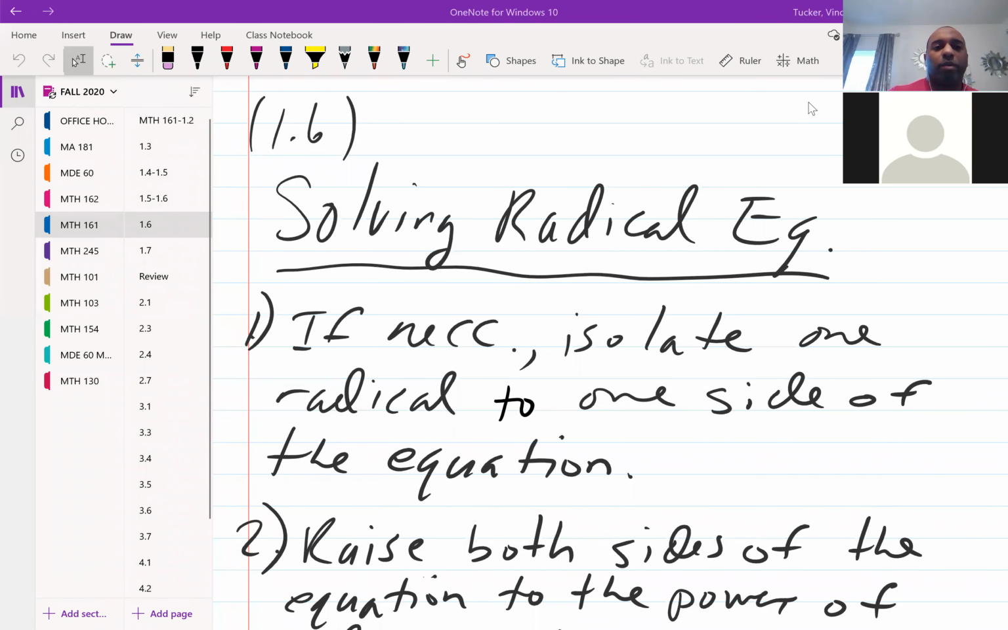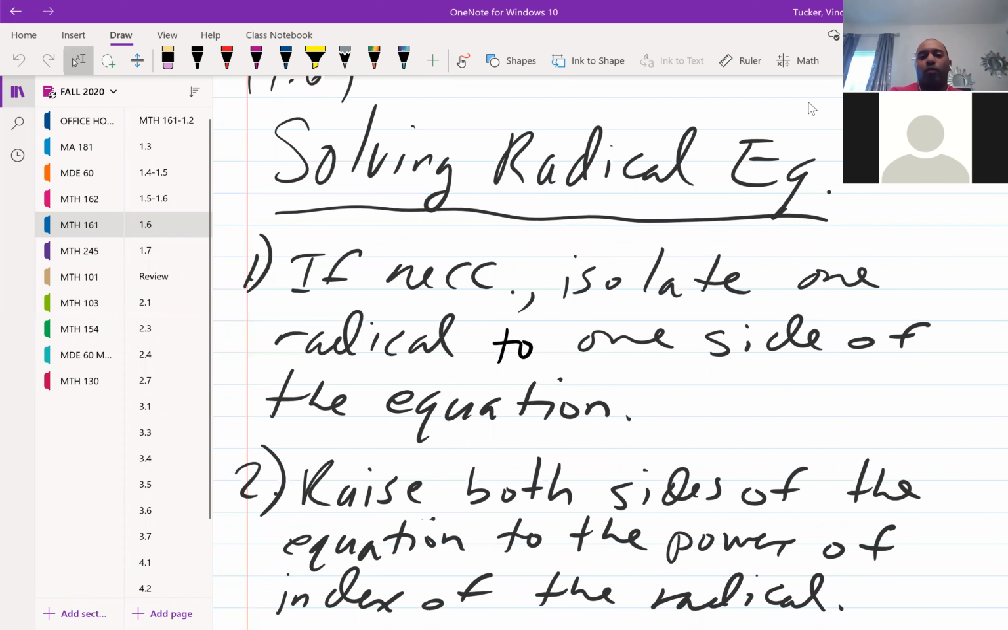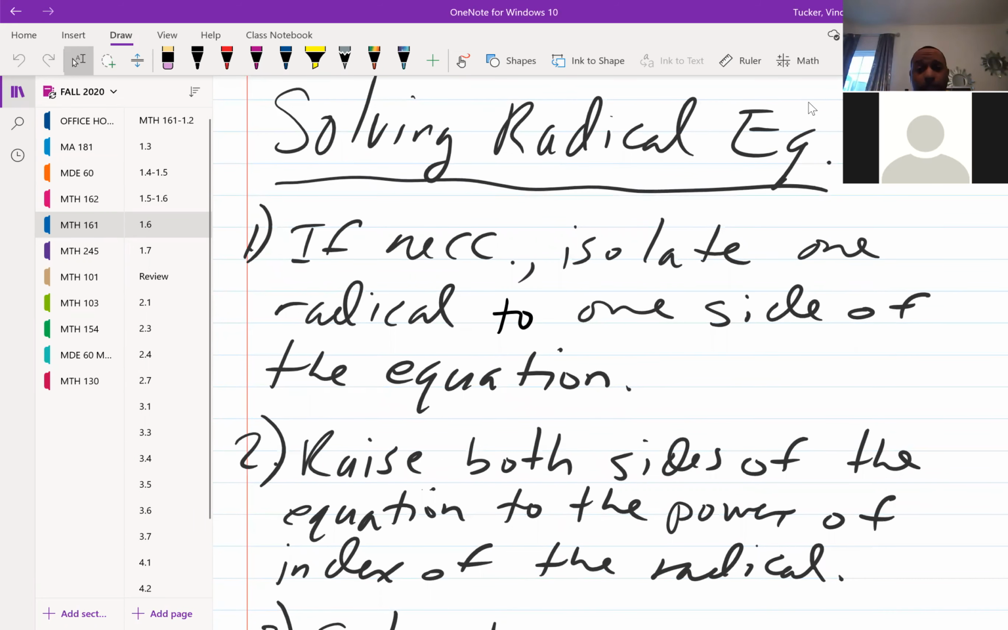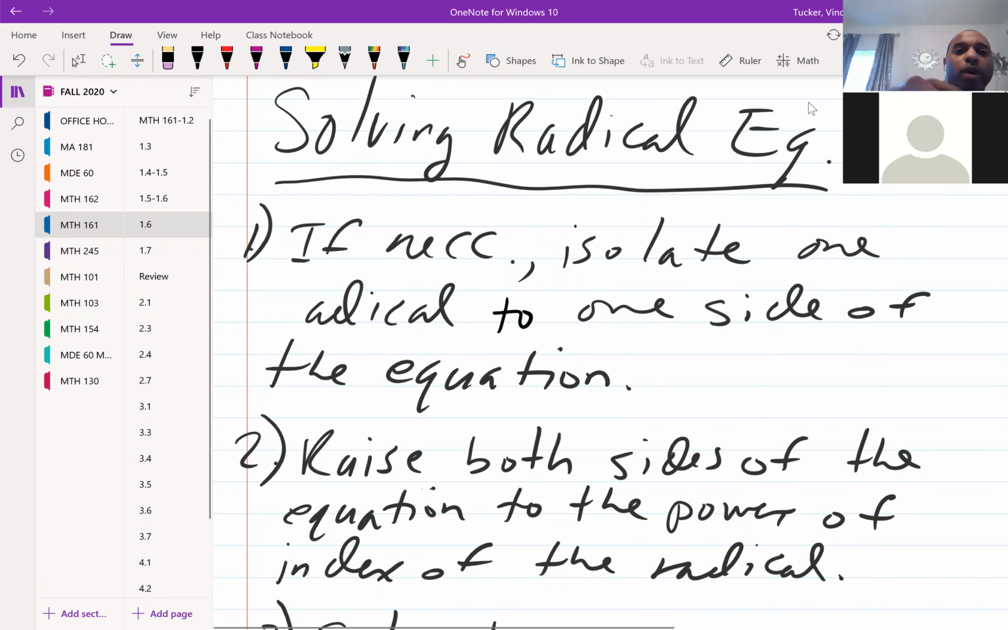All right, so we're picking up here with 1.6, solving radical equations. First step: if necessary, isolate one radical to one side of the equation. Then second step, raise both sides of the equation to the power of the index of the radical.